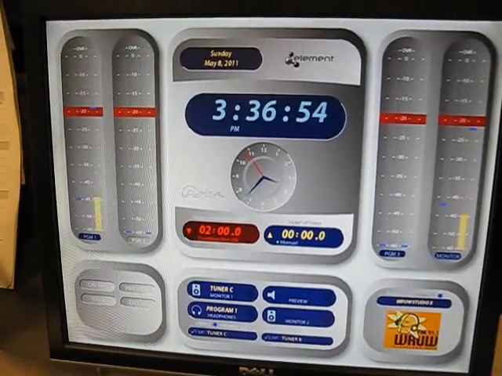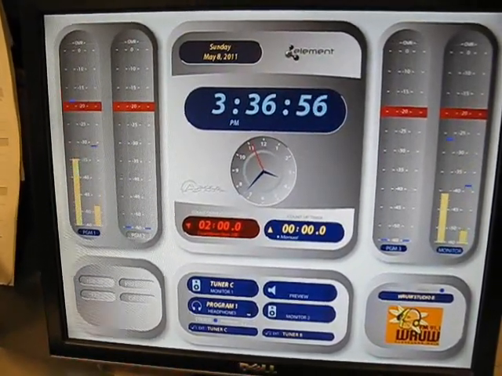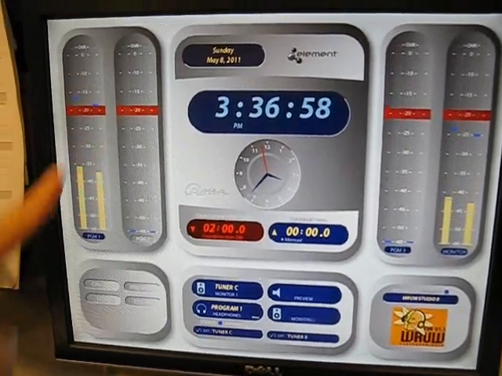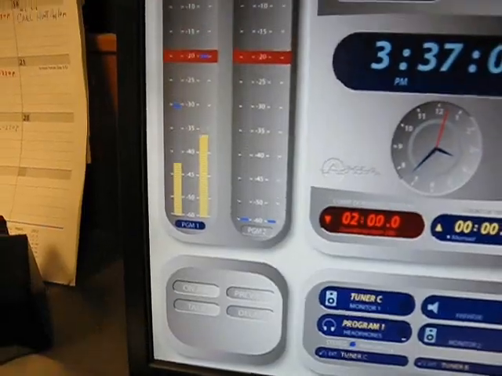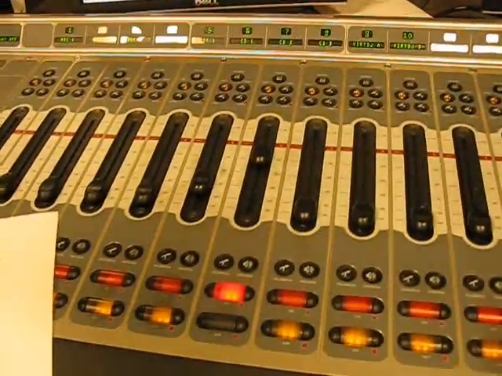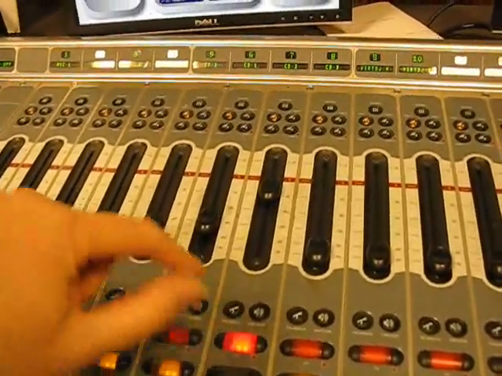So in answer to the question, which meter should you pay attention to when you're on the air, the answer is the left-hand meter, because that will always show you the program 1 channel, which is always the volume level of any channel you have turned on and faded up.